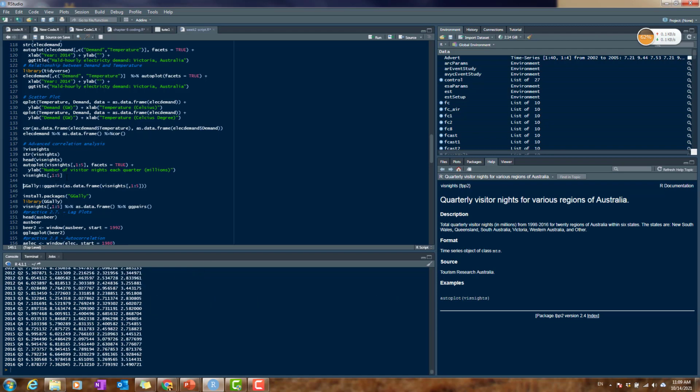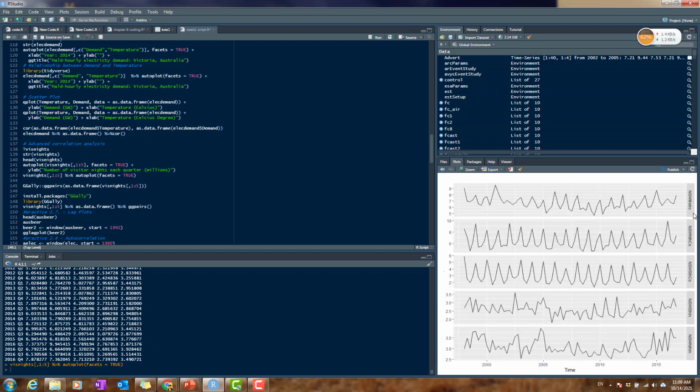From the first to the fifth variable, and then I choose the auto plot function and click on the faces. Remember the reason why I put faces equal true, right? Because I want them all to be separated in different graphs, because they are different in unit.